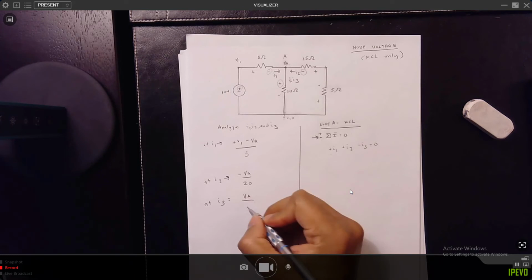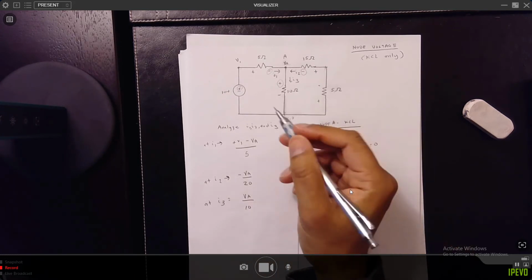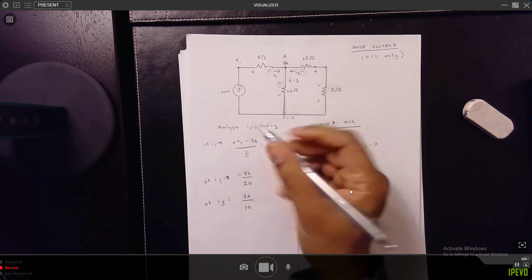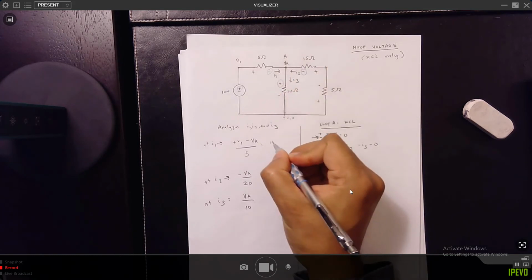Now, you simply plug in the values. What is V1? Well, V1 is simply 10. So that's 10 minus VA over 5.